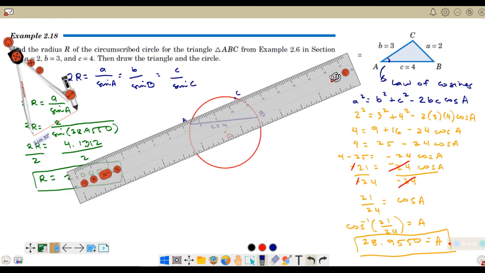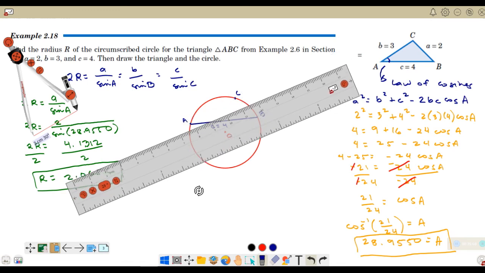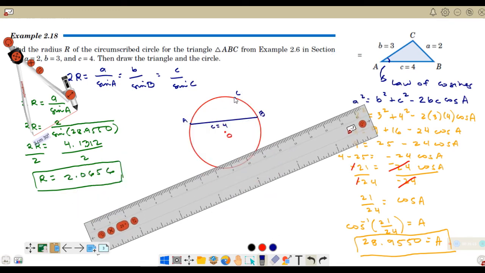Medyo tinatamad na akong mag-ruler, gaganyan ko na lang. Ito yung ating triangle ABC with side B equal to 3 and side A equal to 2.